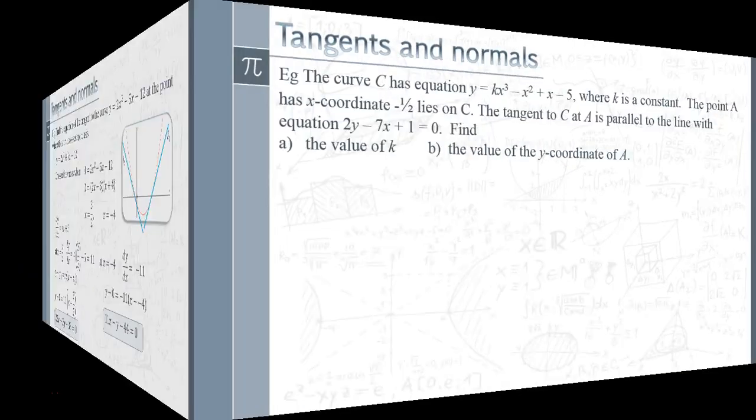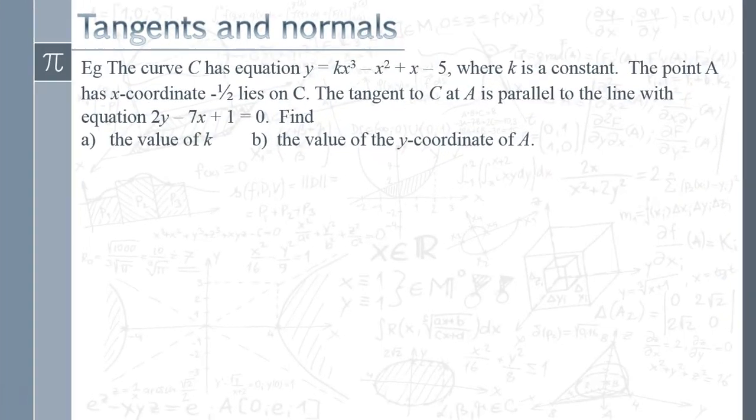Okay, so moving on, we've got one that's slightly more complex this time. We've got a curve with the equation y equals kx cubed minus x squared plus x minus 5, where k is a constant, and we've got the point A, which has an x-coordinate of -1/2 that's on our curve. We're told that the tangent to the curve at that point is parallel to the line with this equation.